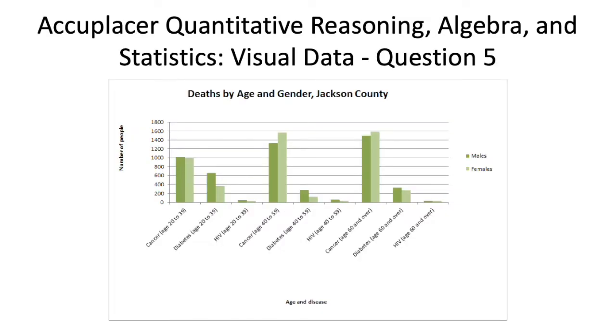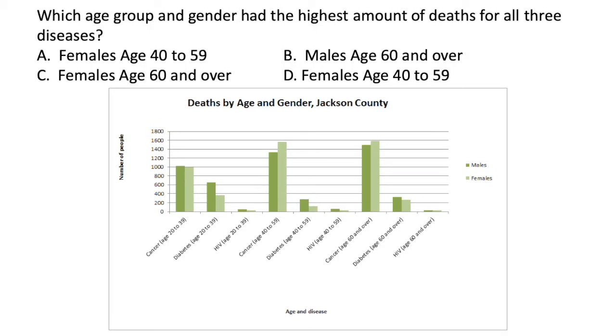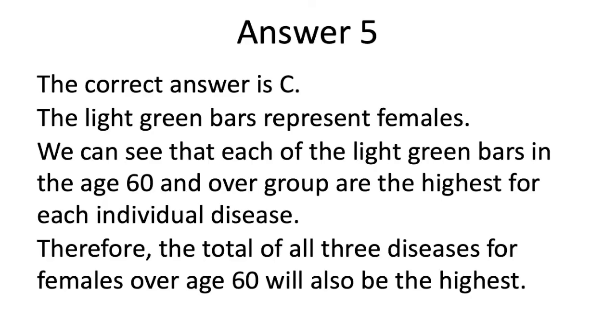Let's move on to the Accuplacer Next Generation QAS Visual Data Question 5. Here is the bar chart. You will see the bar chart with the question again on the next screen. Now pause to study the data and to answer the question. Let's move on to the answer to question 5. The correct answer is C. Now pause to study the solution.